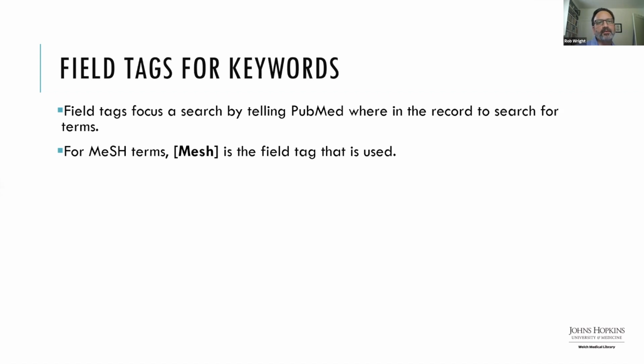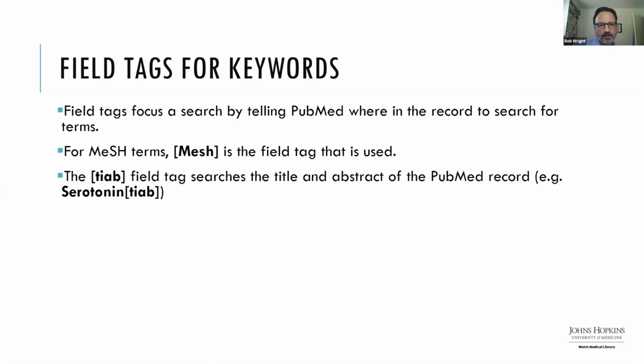And we've already encountered them because when we generated our mesh term from the PubMed search builder in the mesh database, it automatically applied the field tag of mesh to the term, which means that we're searching for that term in the mesh part of the record. So in the case of keywords, they look the same, in brackets, and then they just have various conventions. So TIAB stands for title and abstract. So using that field tag, we'll search in the title and the abstract of the article.